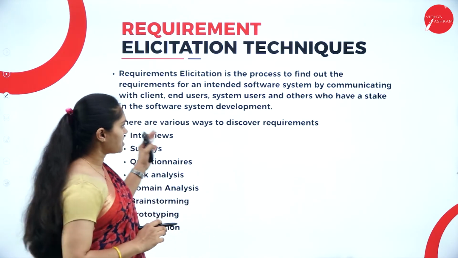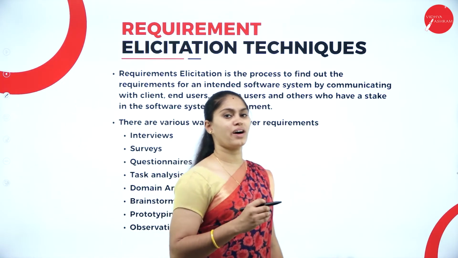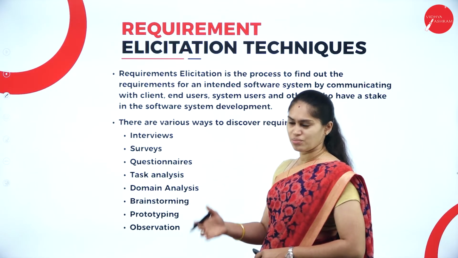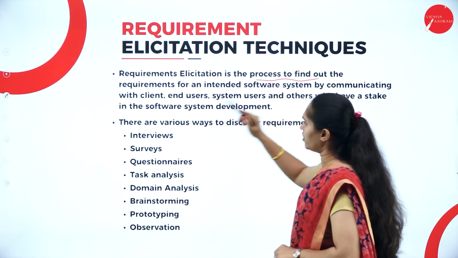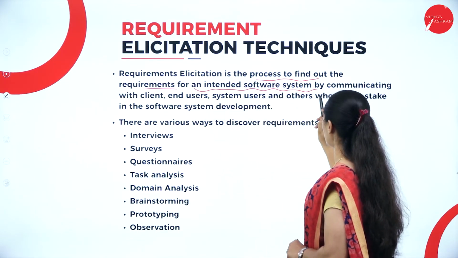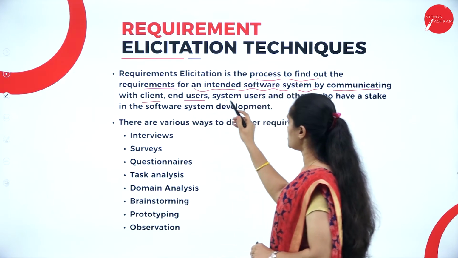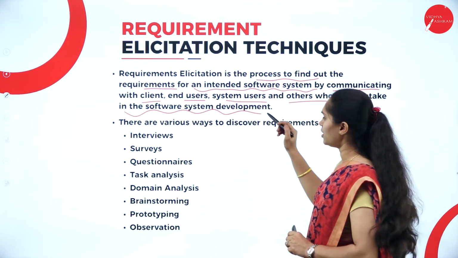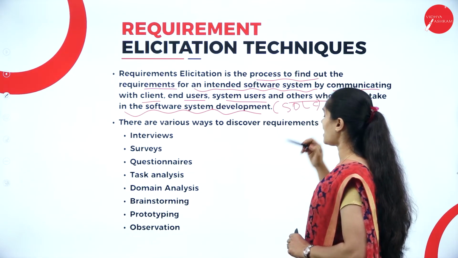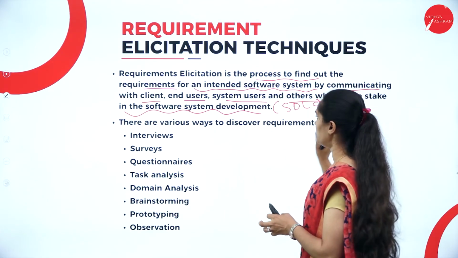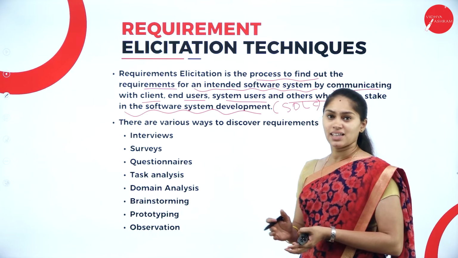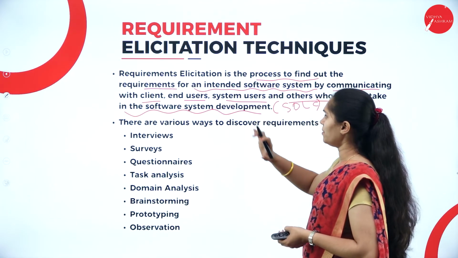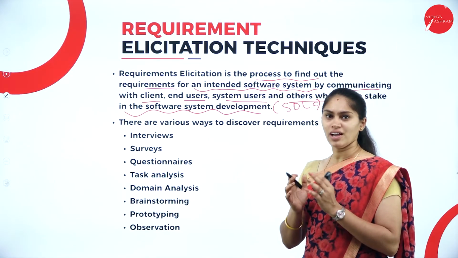Then what are the methodologies we have in order to perform this requirement elicitation process? Already we have discussed the requirement elicitation process, isn't it? It's a process to find out the requirements for an intended software system by communicating with the client, end user, system user and other users who have a stake in the software system development, who all belong to this SDLC or software development life cycle. All the people will be gathered together and have a conversation. They will collect the requirements from each type of stakeholder, client or end user. Then they are going to make that into a file or documentation.